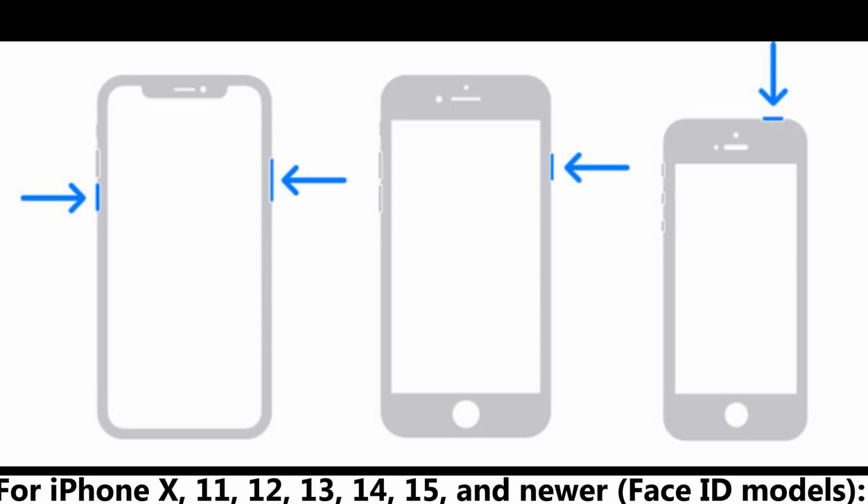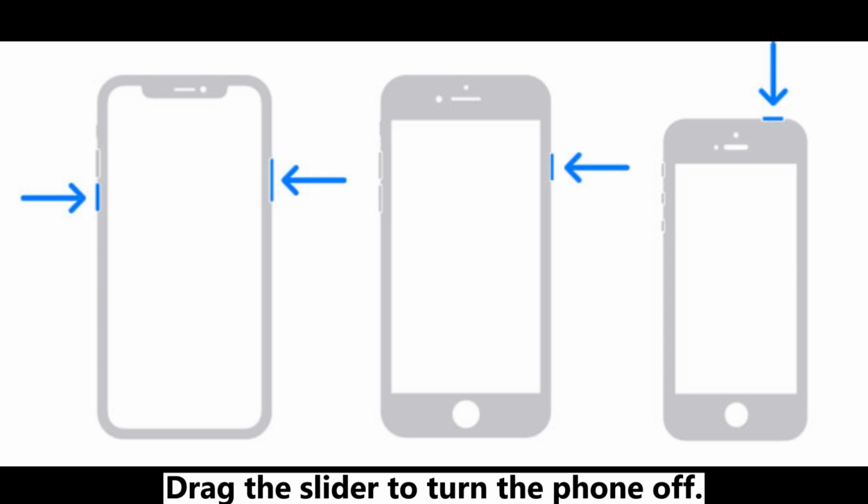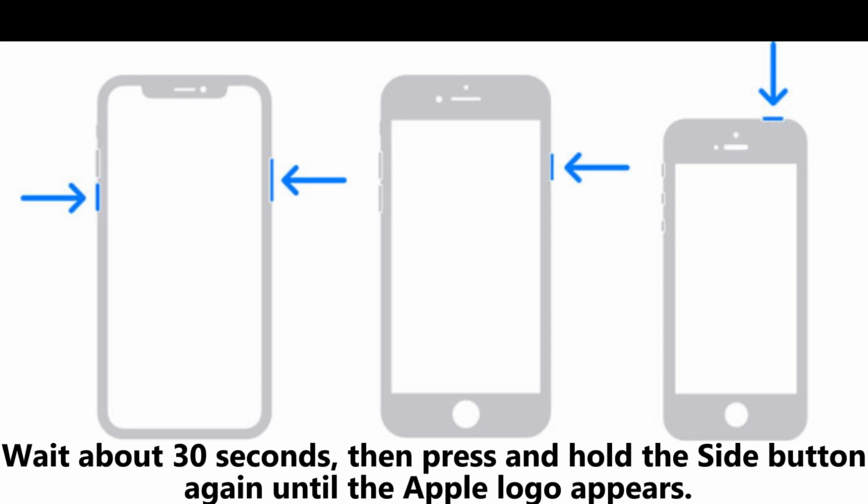For iPhone X, 11, 12, 13, 14, 15, and newer Face ID models, press and hold the side button and either volume button, up or down, until the power off slider appears. Drag the slider to turn the phone off. Wait about 30 seconds, then press and hold the side button again until the Apple logo appears.